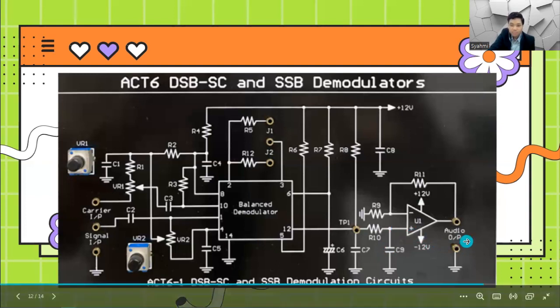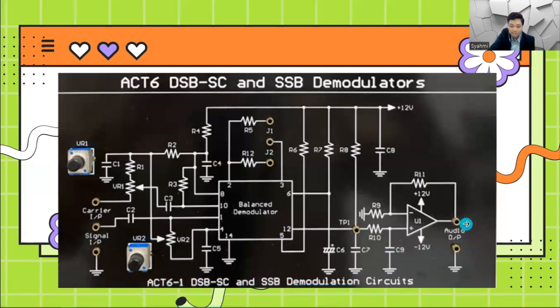So at the output of this SCT6, it will generate the DSB-SC or SSB demodulation signals.